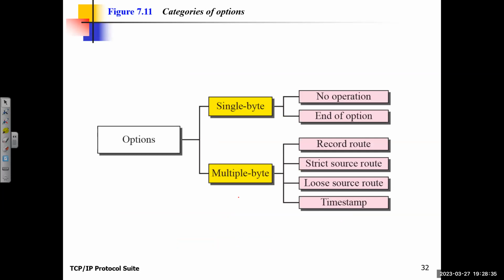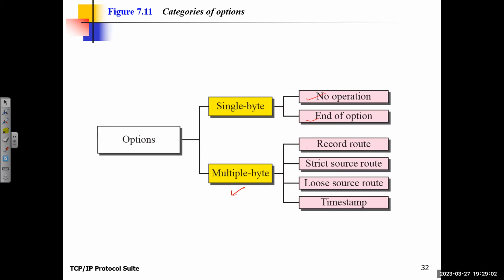So the options: you will have single byte and you will have multiple byte. What does that mean? Single byte means you need only the first row. You don't need the other rows to use, so you will keep them empty. Multiple byte means you will use them, and we'll see that. For example, single byte means no operation, or end of operation. We'll see what that means.